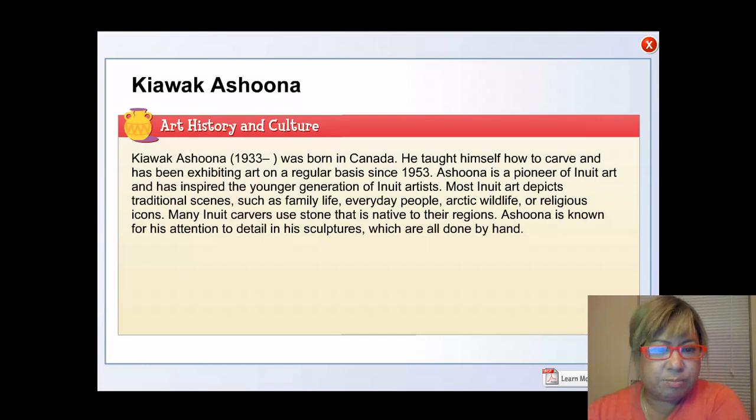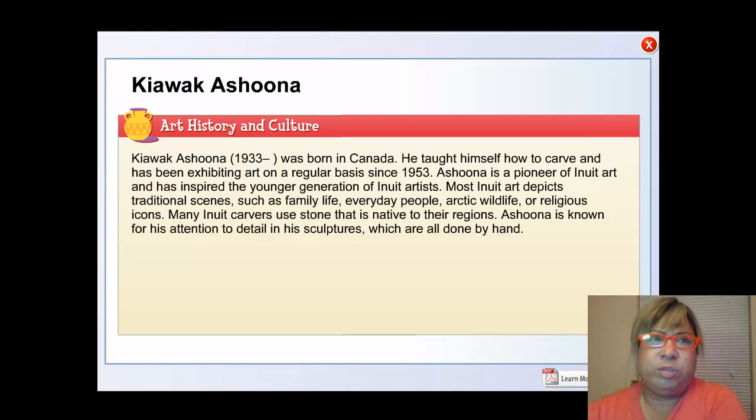And he has inspired a younger generation of Inuit artists, because his people are called the Inuit. When you think of them, we call them Eskimos, but they're actually called the Inuit. They're Native American Inuits. And his art creates traditional scenes such as family life, everyday people, Arctic wildlife, and religious things.